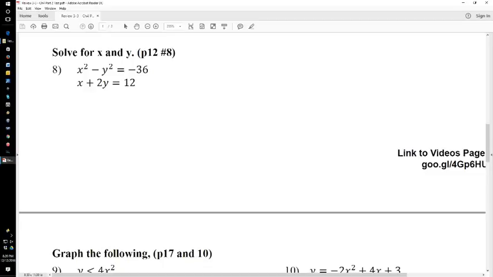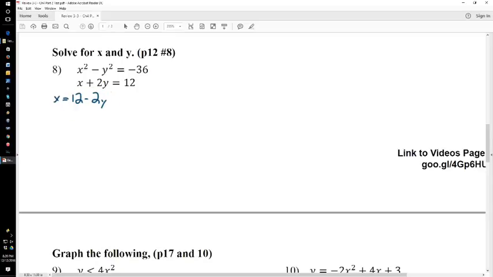So what I'm going to start off doing is I want to solve for x so that I can take what x equals and throw it in for x squared. So when I move the 2y to the other side, I get x equals 12 minus 2y. So I'm going to take that 12 minus 2y and plug it in for x. Okay? So let's write out our equation.